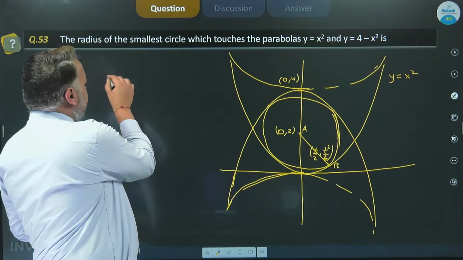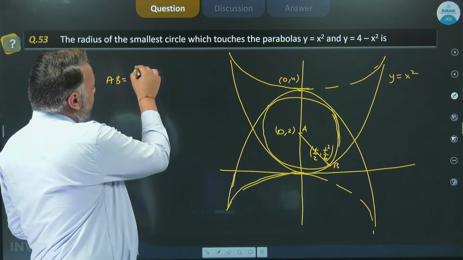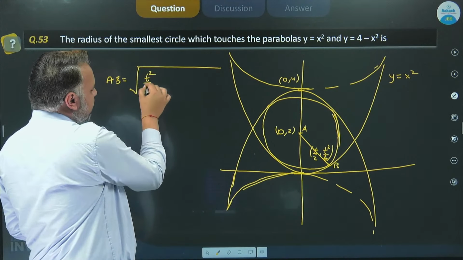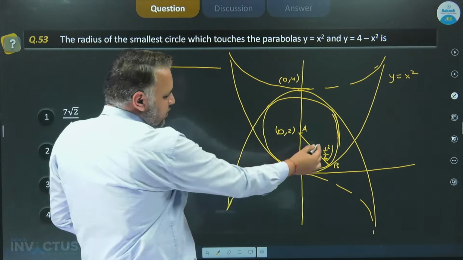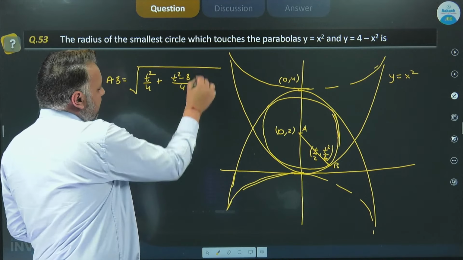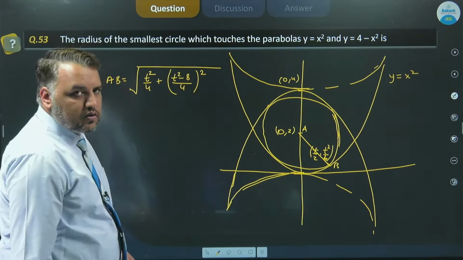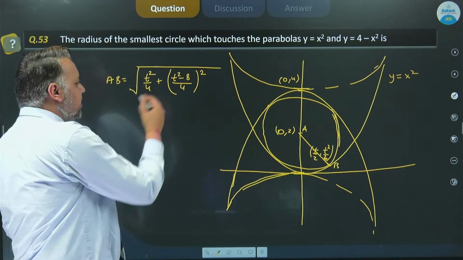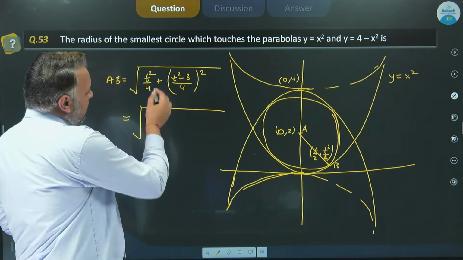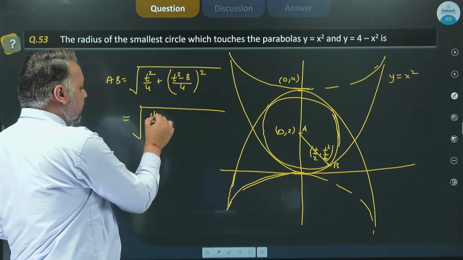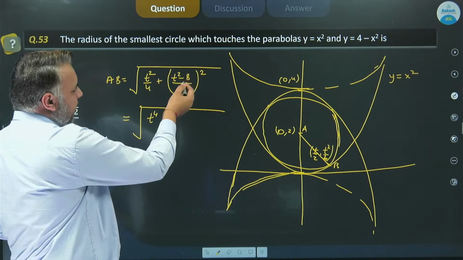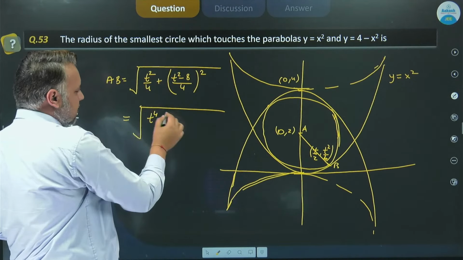Applying the distance formula, say these points are A and B. So distance AB will be equal to root of (t/2 − 0)² that means t²/4, plus (t²/4 − 2), or you can say (t² − 8)/4, whole squared. So this is the distance AB. We have to minimize this. Let's simplify it. This is under root. If you take the LCM, this will be t⁴, expand this, minus 16t², and here you will see plus 4t².